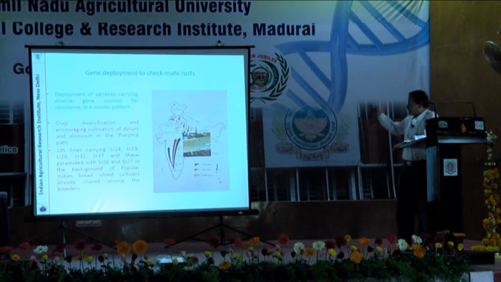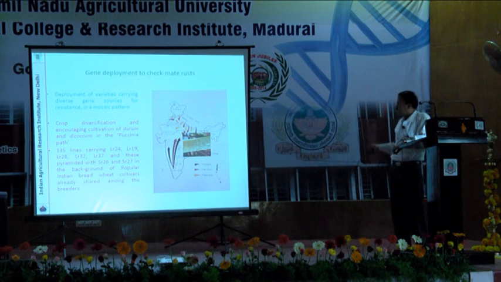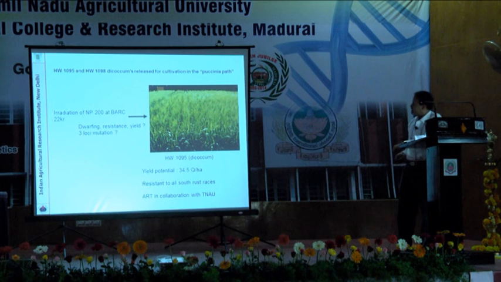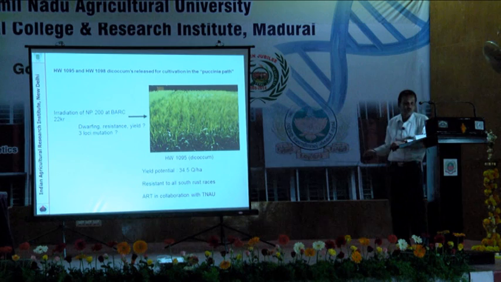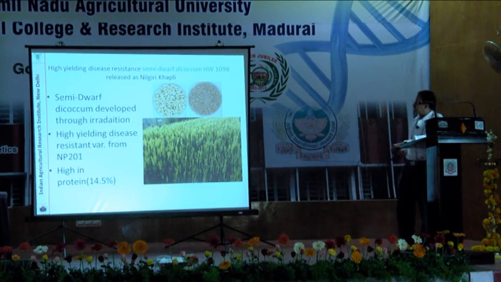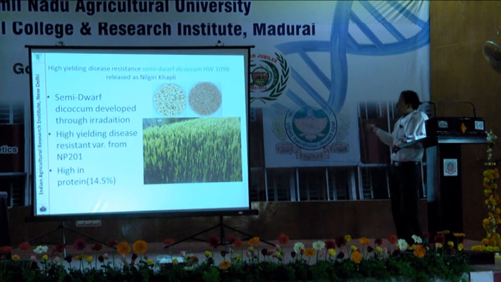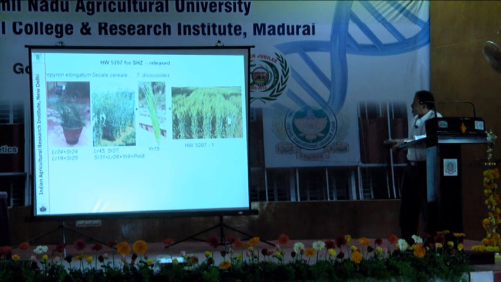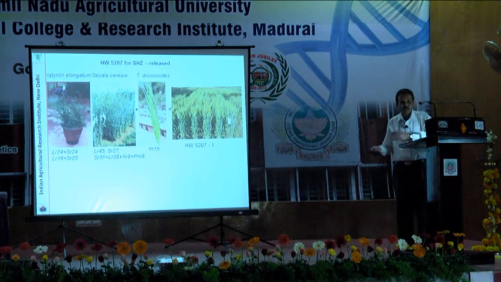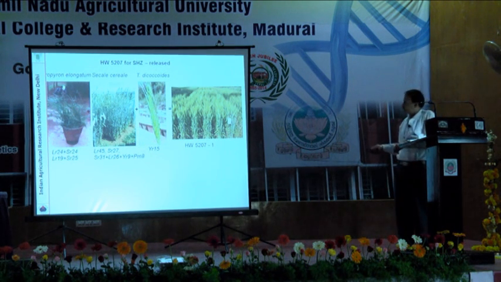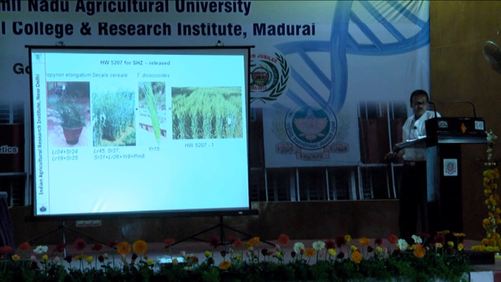However, to checkmate the rust in the rust path, we are developing varieties in a mosaic pattern and releasing them. Then we already released the dicoccum jointly with TNAU as Co W2 for Tamil Nadu and the non-traditional areas. And recently one, as I said, the Nilgiri variety, it is SW 1098, and this is fast picking up now. Then another one is 5207. This year it has been identified by TNAU jointly. Then we are going to release it as Co W3. This is a joint contribution by TNAU and the institute.